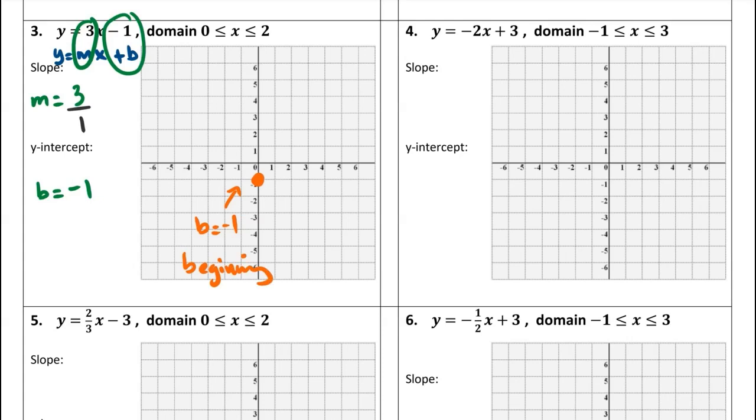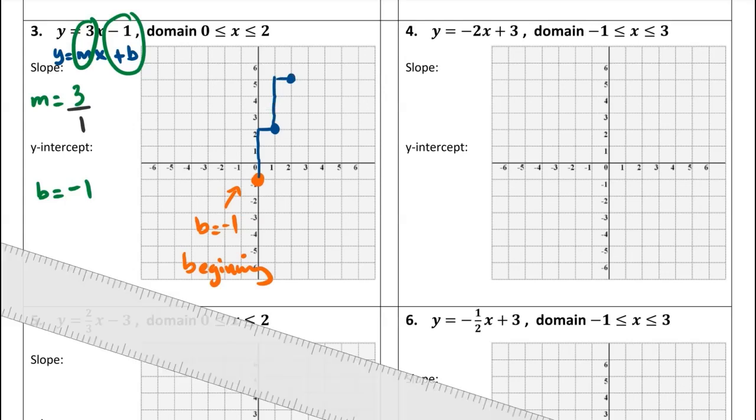The slope tells you to go up 3 over 1. 1, 2, 3 over 1. Then we draw a line.